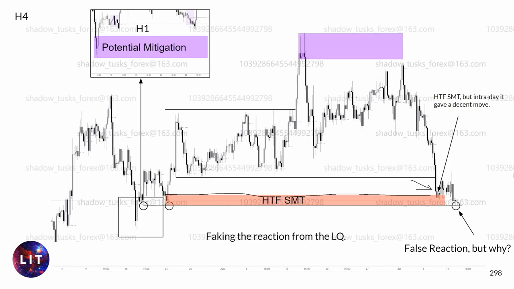So you just have to keep that in mind if you want to turn it into a swing position or whatever. Obviously the reason why this is a false reaction is because we are faking the reaction from liquidity, making it seem like, oh yeah, it's super strong, it holds, it holds, it holds. Okay, so now let's jump down.